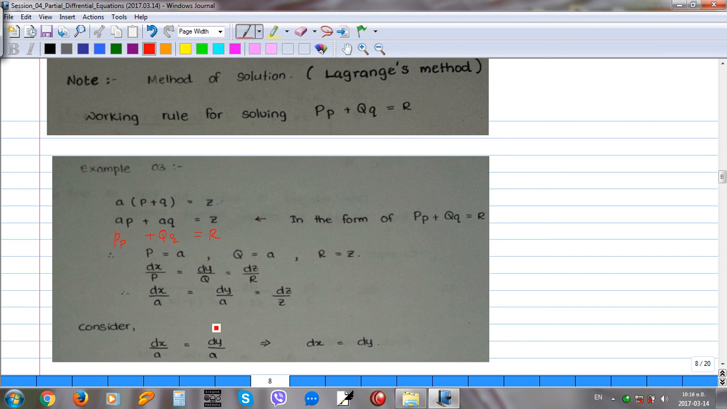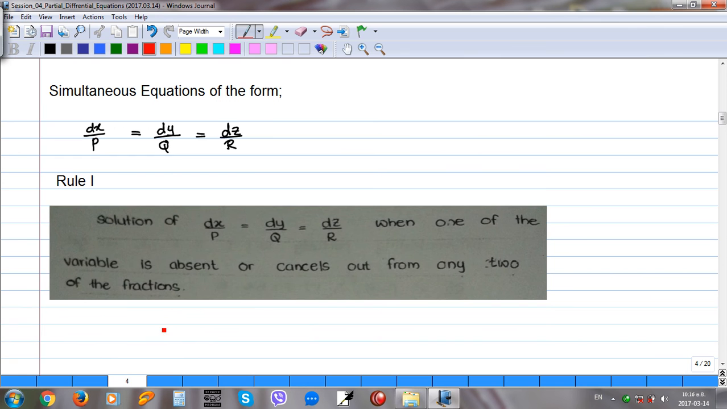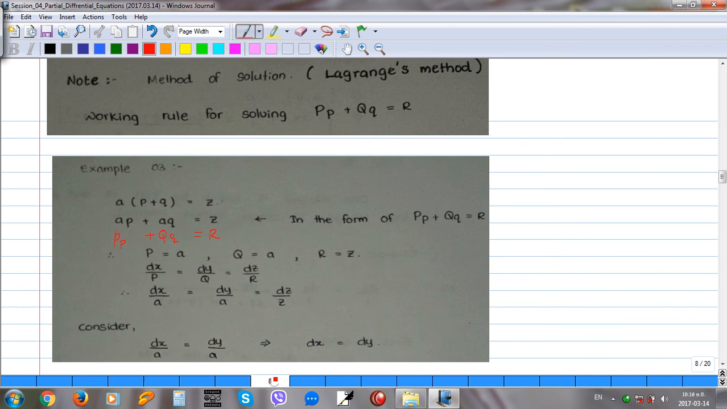Then again you can write the general form of the equation. According to this method, the general form is dx over P equals dy over Q equals dz over R.